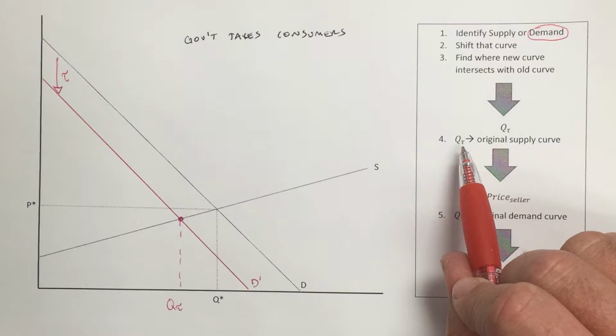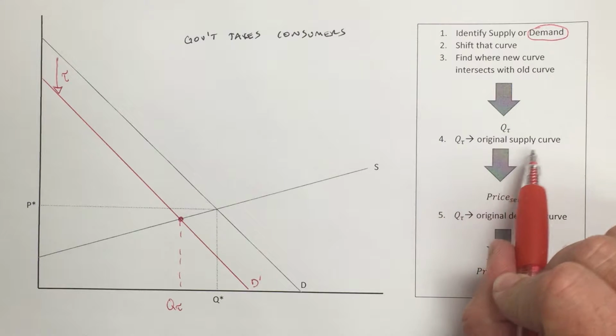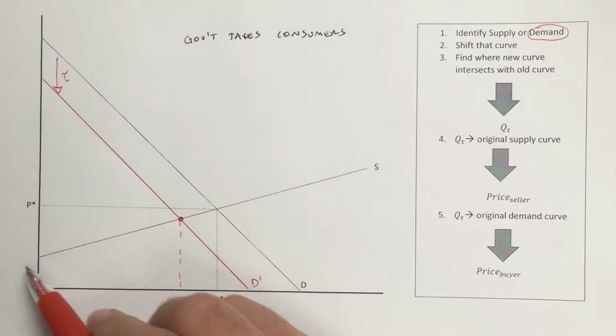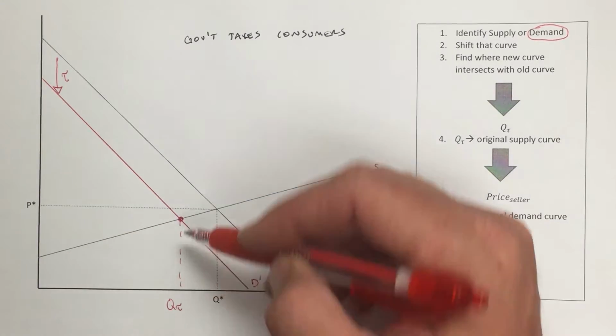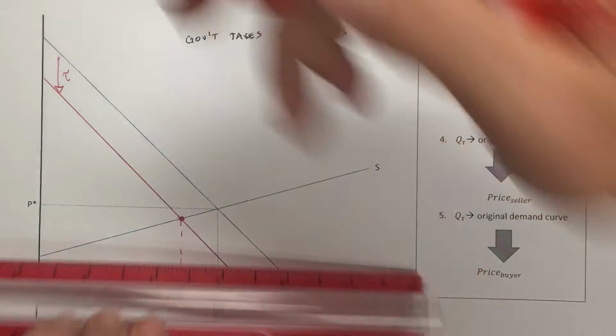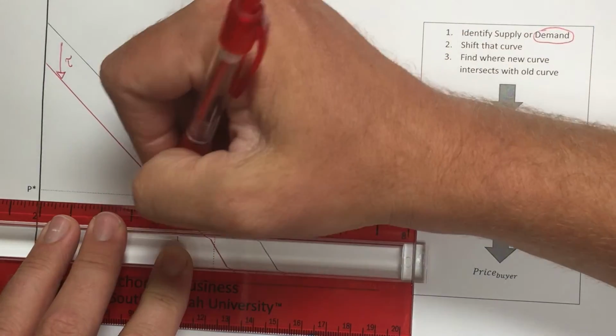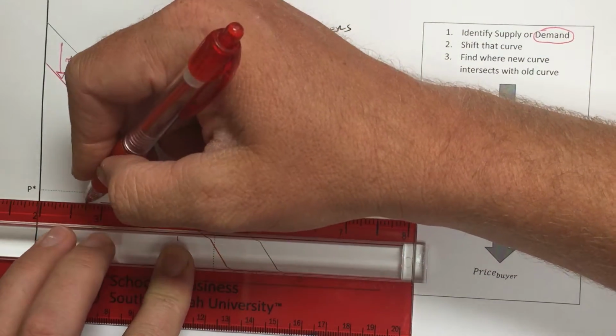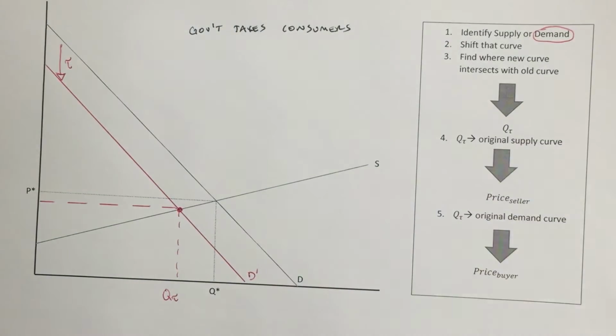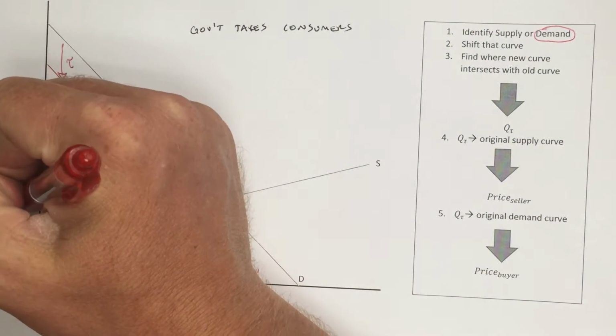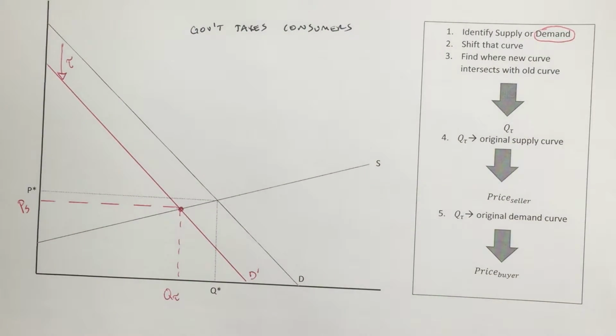Step 4 is we take that quantity and we put it into the original supply equation. So here's our original supply curve. We take that quantity, put it in that supply equation, and using our School of Business ruler, School of Business, where dreams come true, this is going to be the price that the seller receives.